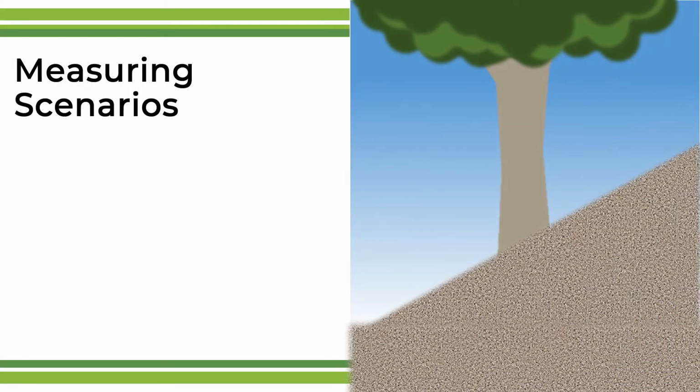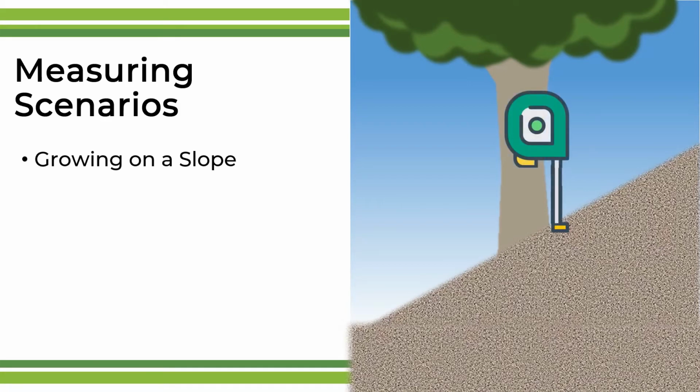Measuring the circumference of a tree is usually simple, but there can be some scenarios that you may run into that will alter the way you measure the tree. The first scenario you may run into is that the planting site is on a slope. For this, you will need to measure 54 inches up the tree from the higher side of the slope. Measure the circumference here at this point.